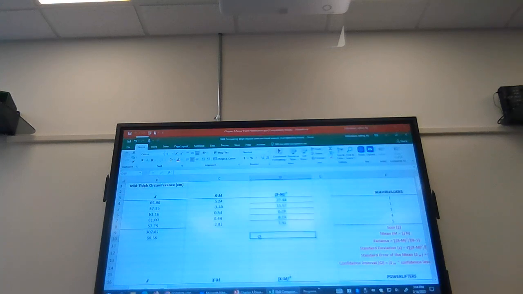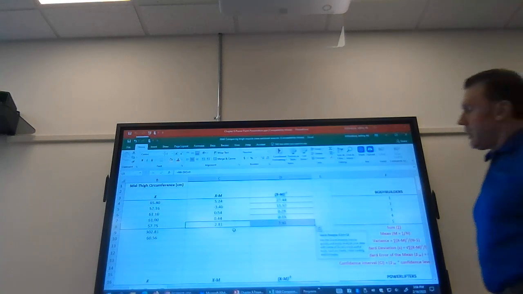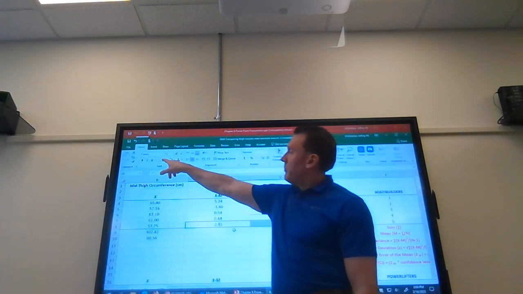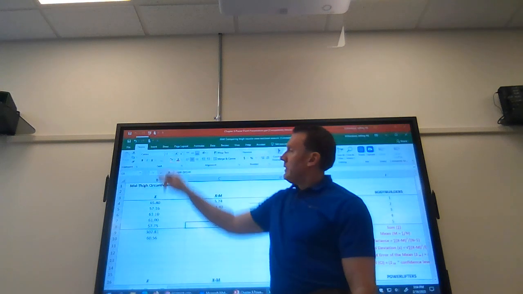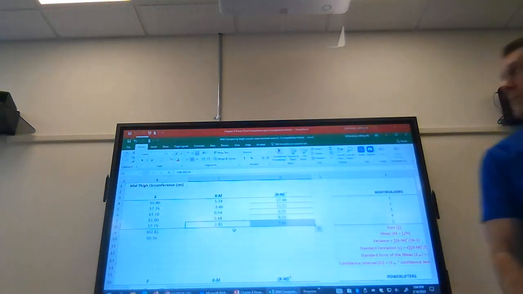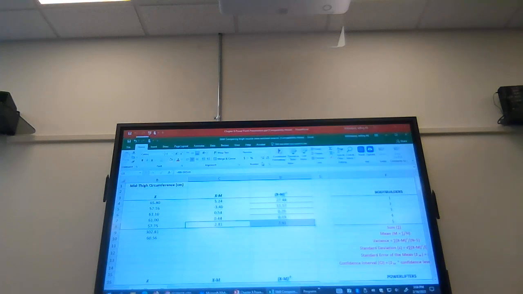Okay, so we need to put our lines back in, right? The lines disappeared on us. So you can highlight where you want those lines to be. And then you've got this little tool right up here that you can use to put those lines back, just like that.